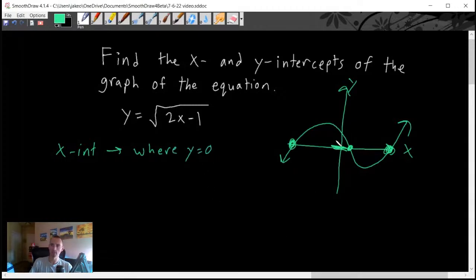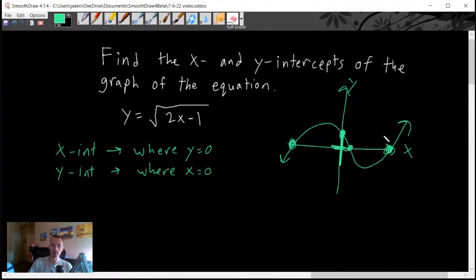Similarly, if we're trying to find the y-intercepts, the places where our function intersects with the y-axis, we want to look at where x equals 0. That's where the x-coordinate of our function is 0. So to find y-intercepts, you look at where x equals 0. So it's basically opposite. X-intercepts where y equals 0, y-intercepts where x equals 0. They just kind of go back and forth.